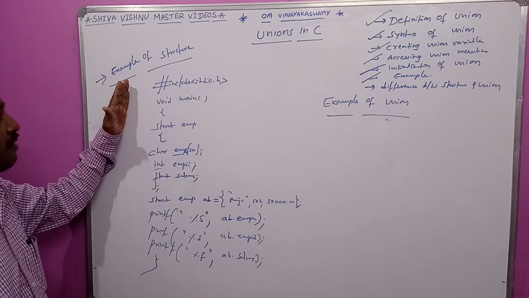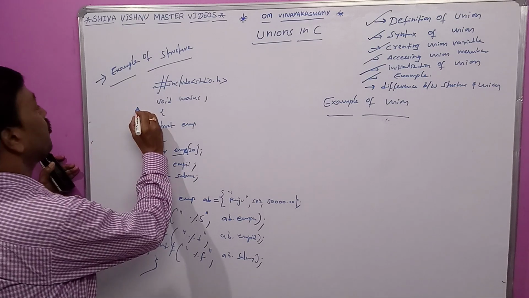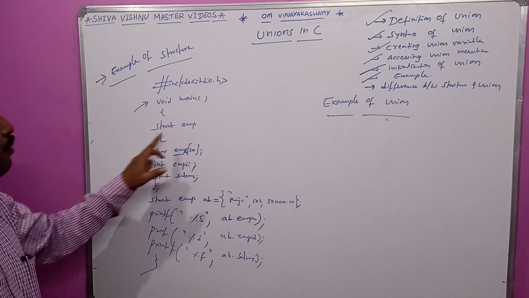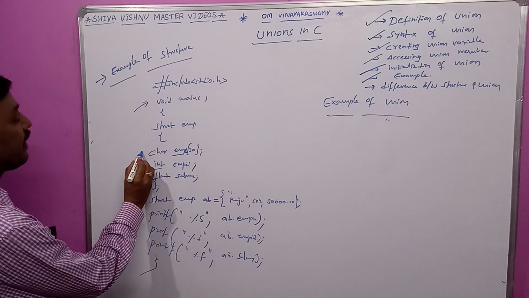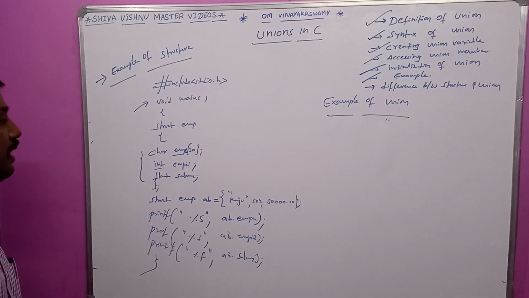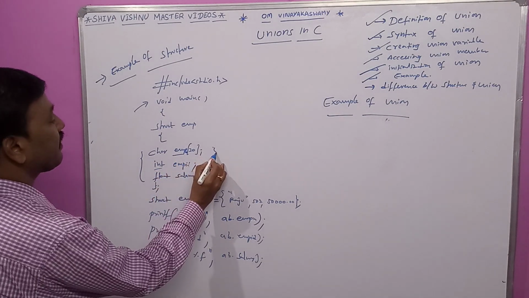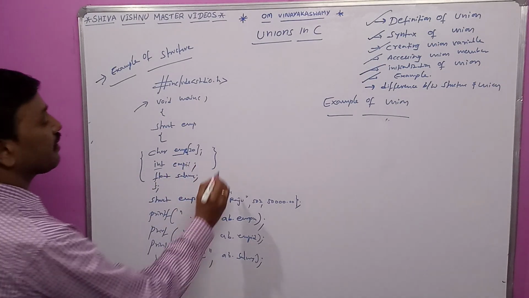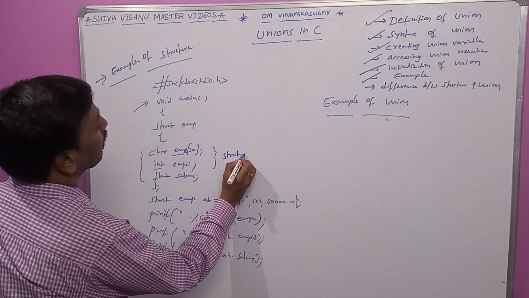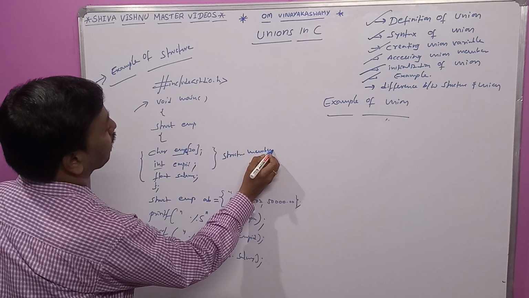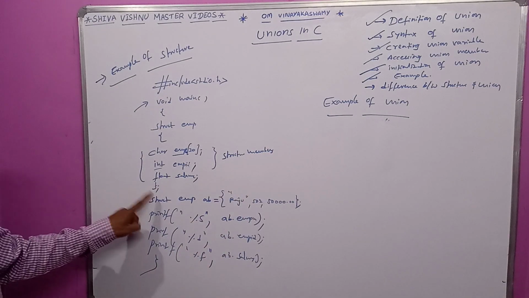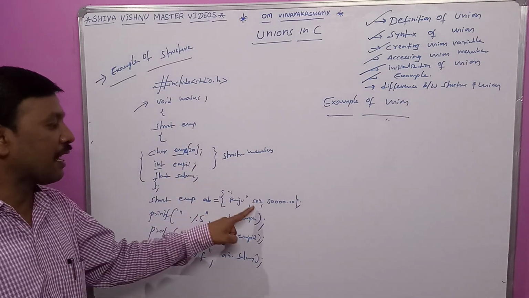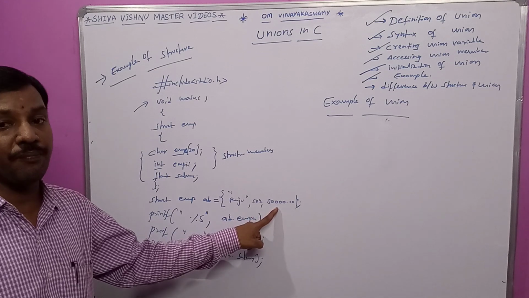Here you can see this is an example of a structure. Every execution starts from main. Here you can see the structure name, open brace. Here you can see the different data types: character, int, float. These are the members: employee name, employee id, salary. These are the structure members, close brace, semicolon. Now here you can see the initializations: employee name is Raju, employee ID 502, employee salary is 50,000.